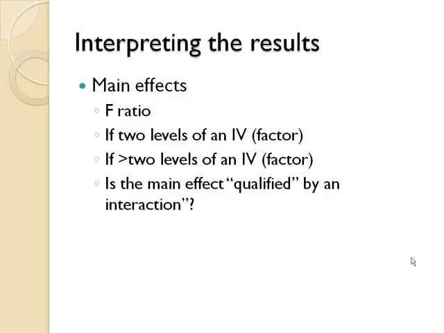And you don't want to overinterpret main effects. So typically you say, there was a main effect of blah, blah, blah. However, this was qualified by a significant interaction. And then you want to interpret the interaction. You don't waste too much time talking about the main effect.